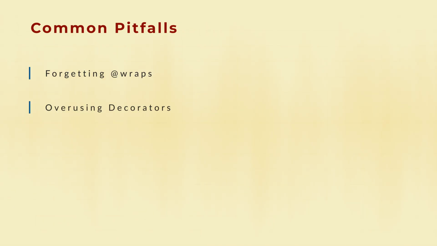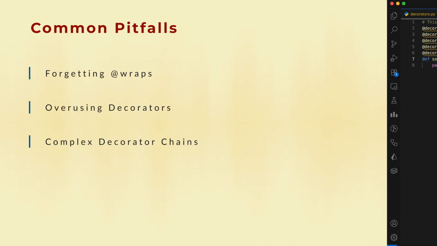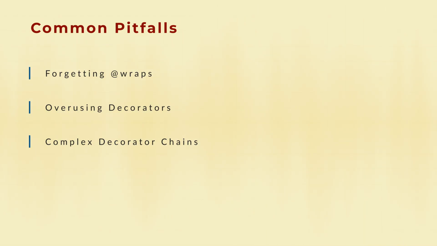Second one is overusing decorators. Don't decorate everything. If a function only needs the behavior once, just call another function instead of creating a decorator. Third one is complex decorator chains. While decorator chaining is a great feature, too many layers can quickly become unmanageable. A long list of decorators on a single function makes the code difficult to read and debug. It can be hard to understand the order of execution, especially when some decorators are parameterized.